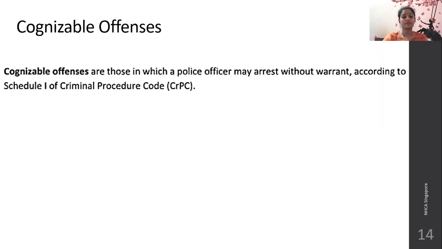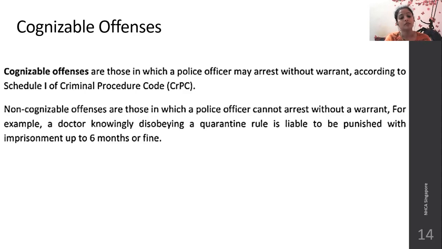Cognizable offenses. Cognizable offenses are those in which a police officer may arrest without a warrant, according to Schedule 1 of the Criminal Procedure Code. So a warrant is not required in cognizable offenses, but in non-cognizable offenses, a warrant is required. For example, a doctor knowingly disobeying the quarantine rule should be punished and is liable for imprisonment. So in non-cognizable offenses, a warrant should be there to confirm the arrest. In cognizable offenses, a police officer may arrest without a warrant.